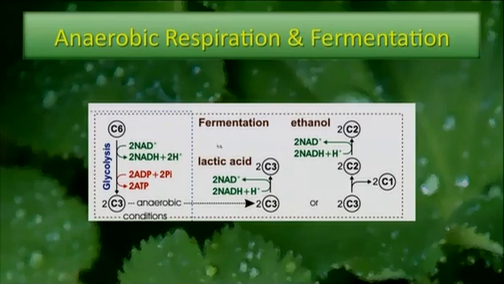These anaerobic pathways, lactic acid fermentation and alcoholic fermentation, allow for the regeneration of NADH, so you can go back to glycolysis. But like I said, generally fermentation allows for only the production of 2 ATP as compared to 6 during aerobic respiration.